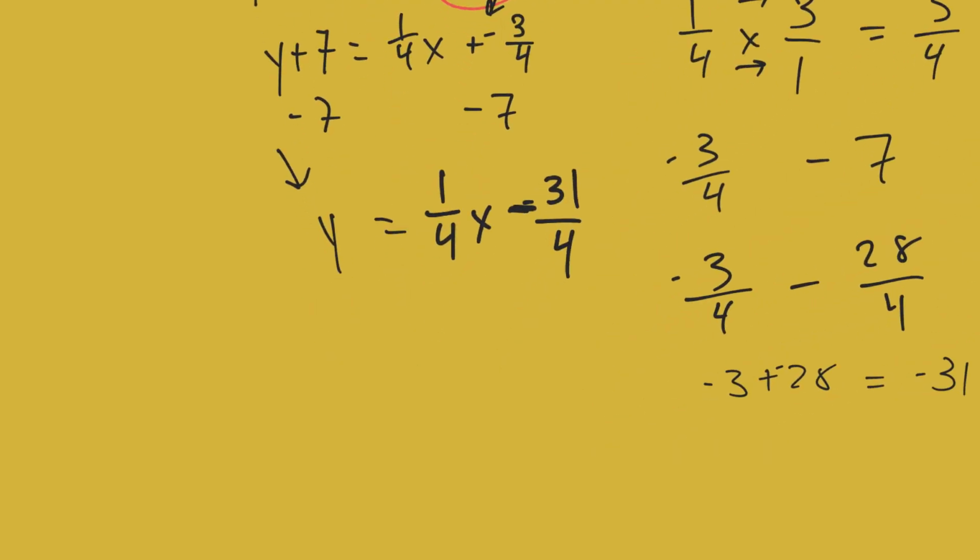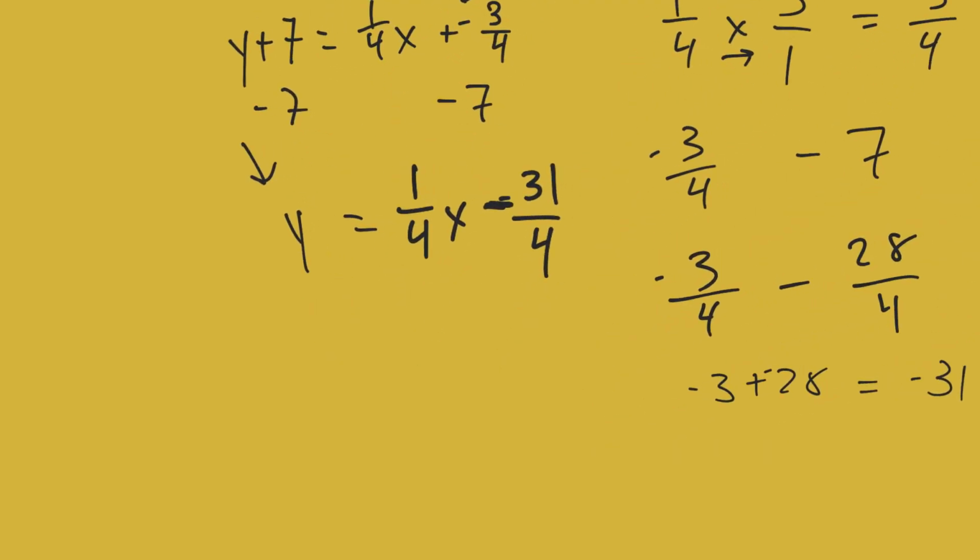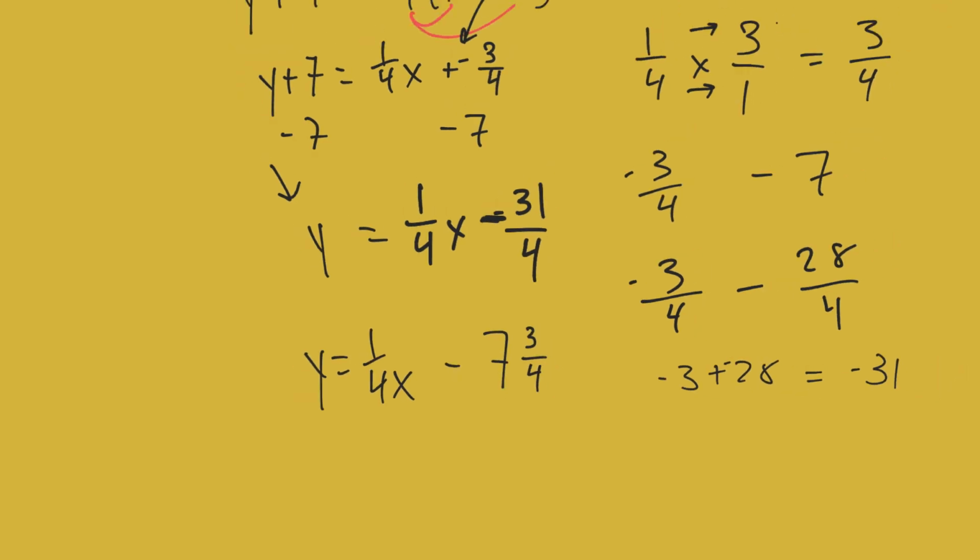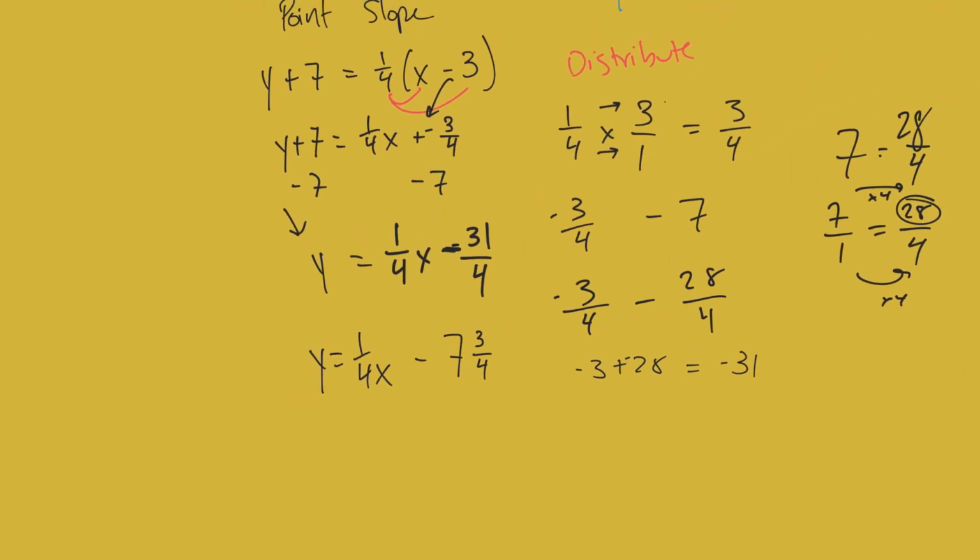Now I can also think about what that means for the y-intercept, and I can write that as a mixed number. Y equals 1/4 x. 4 goes into 31 7 times, so that's 7. And what's left over after that? Well, that's 3/4. 7 3/4. And if I look at what I just did, taking -3/4 and subtracting 7, I'm going to end up with -7 3/4.